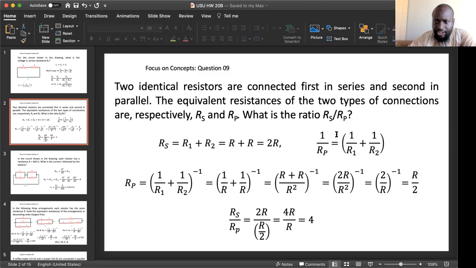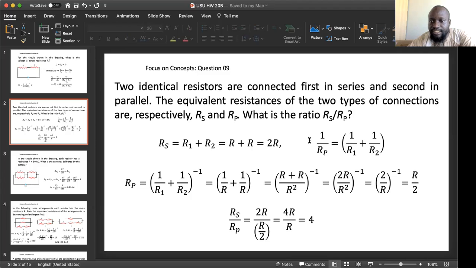So let me do it the traditional way first. 1 over R1 plus 1 over R2. So R parallel, the total, becomes 1 over R1 plus 1 over R2, the inverse. That's what this to the power minus 1 means. It means 1 all over all that. So since they're identical, it's 1 over R plus 1 over R. The LCM is R squared. If you multiply them, R plus R over R squared, 2R over R squared is just 2 over R. So if you take the inverse, it's R over 2 now.